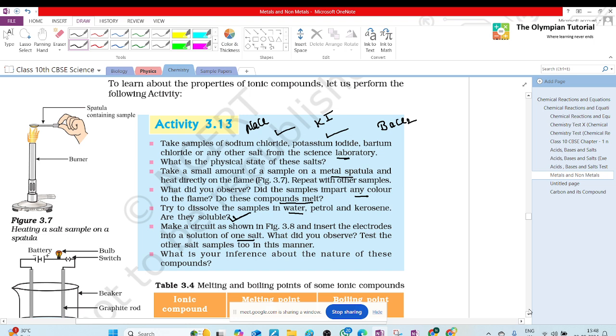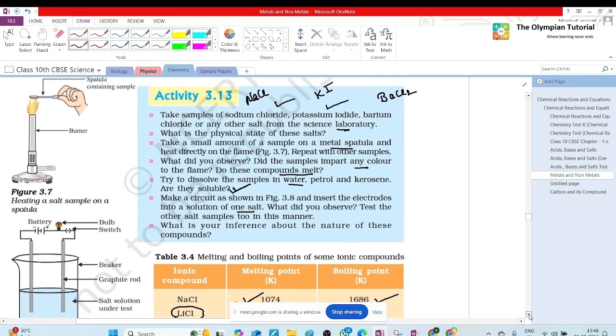Try to dissolve the samples in water, petrol, and kerosene. Are they soluble? Make a circuit as shown in the figure and insert the electrodes into the solution of one salt. What did you observe? Test the other salt samples too in this manner. What is your inference about the nature of these compounds?